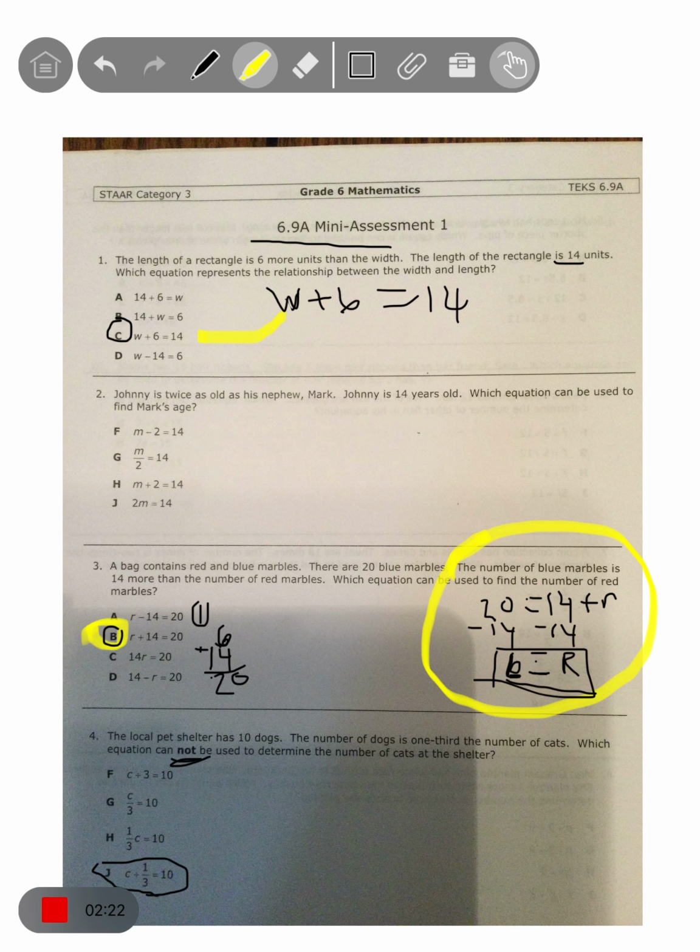Number 4. The local pet shelter has 10 dogs. The number of dogs is 1/3 the number of cats. So everything that I find, all of the equations, it's going to have to be a third. So dogs are a third of the number of cats. So cats would have to be the bigger number. Which equation cannot be used to determine the number of cats at the shelter? Well, it's cats. Cats are a number, and then dogs are a third of that.